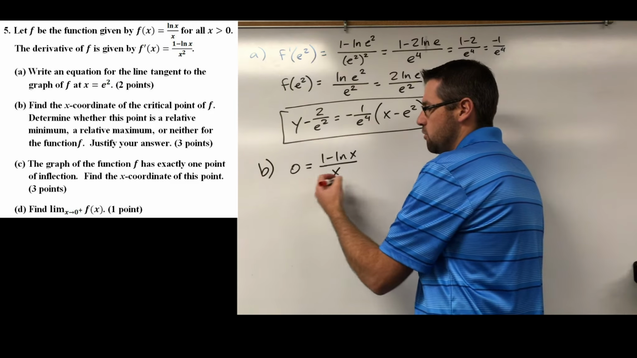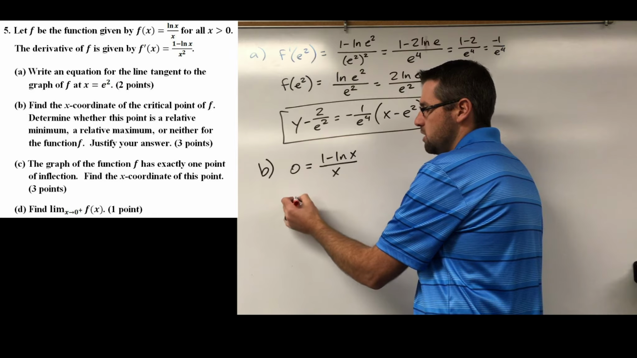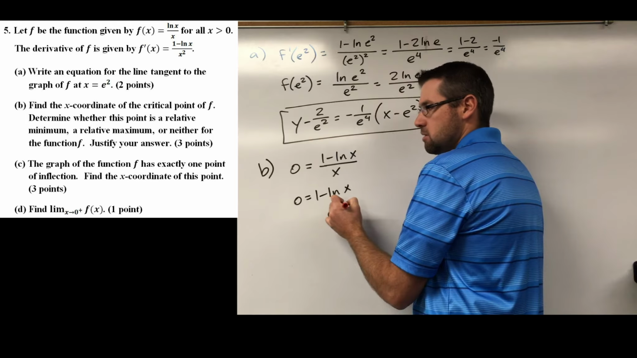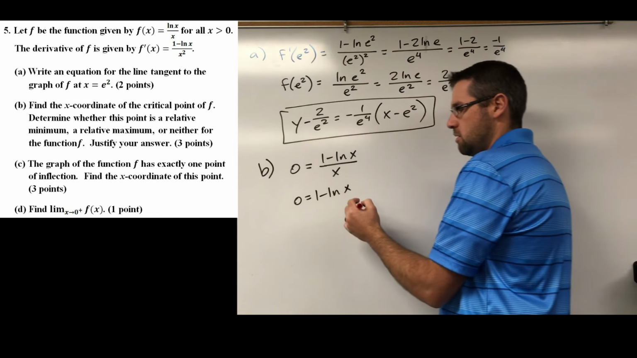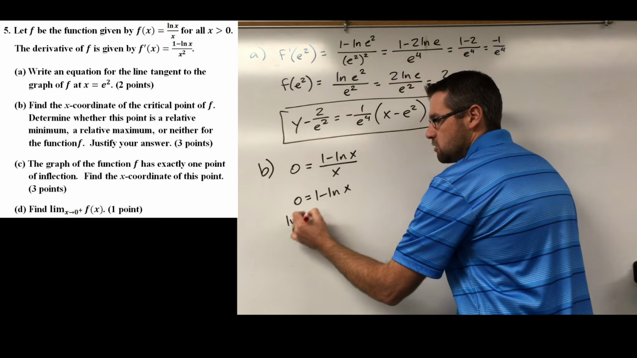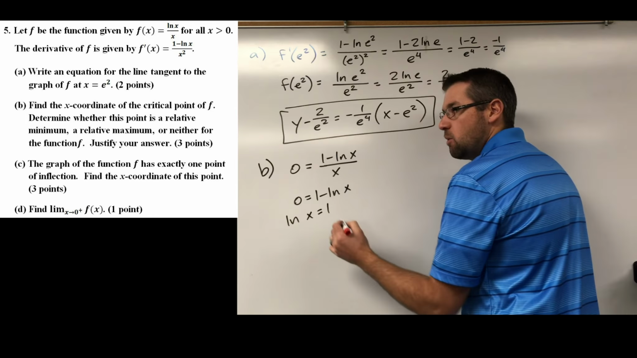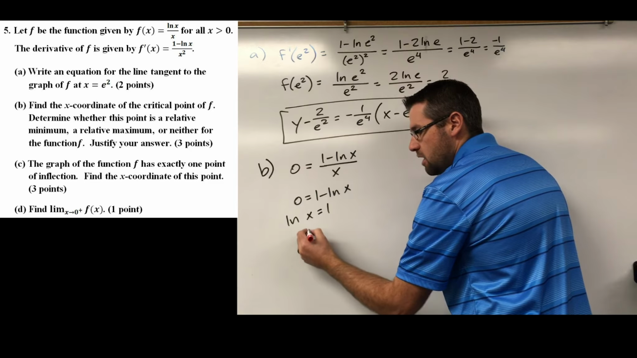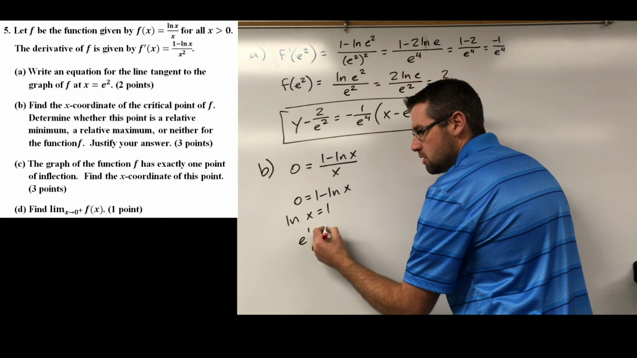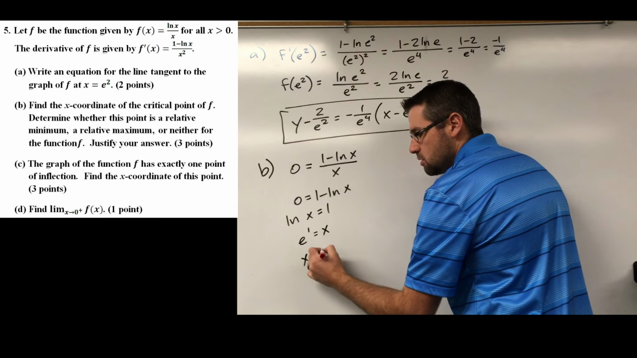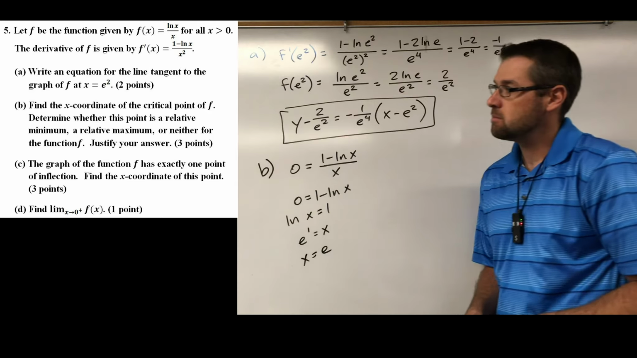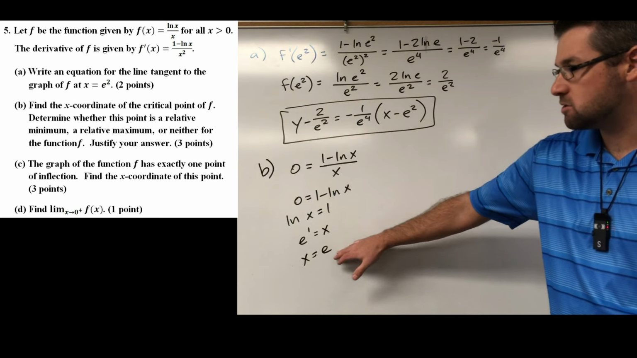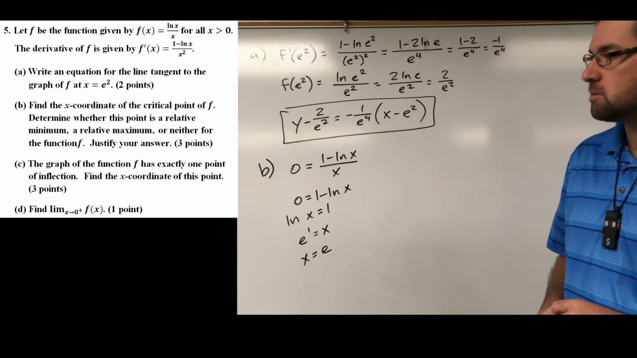All right, so when does this happen? Cross multiply, so you end up with 0 equals 1 minus natural log of x. Now what? Add, so you get natural log of x equals 1. And then we rewrite this as an exponential function. So what would that say? e to the 1 equals x. So x equals e. Okay. So that says find the x coordinates of the critical points. There's the only critical point.